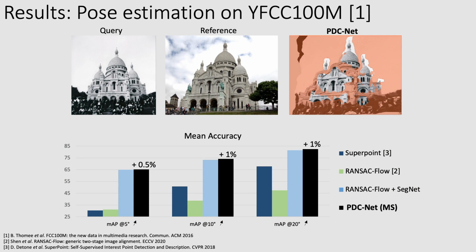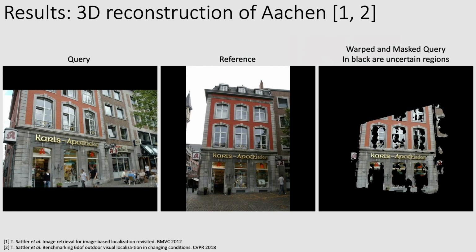We also evaluated PDCnet for pose estimation on YFCC by using only the predicted confident matches. Our method outperforms the previous dense state-of-the-art as well as standard sparse methods. With PDCnet, we can also do dense 3D reconstruction.